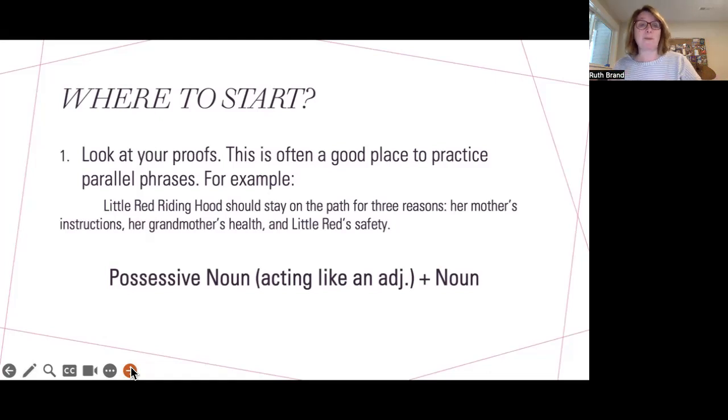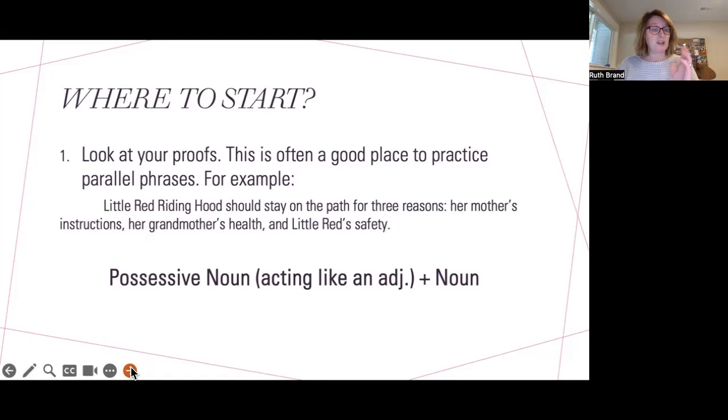So say you had to write a paper about Little Red Riding Hood. Let's look at this proof, these proofs. Little Red Riding Hood should stay on the path for three reasons: her mother's instructions, her grandmother's health, and Little Red's safety. So we have three phrases here: her mother's instructions, her grandmother's health, Little Red's safety, right? Those are phrases. We don't have a noun and a verb working together, a subject and a verb working together. So these are phrases.